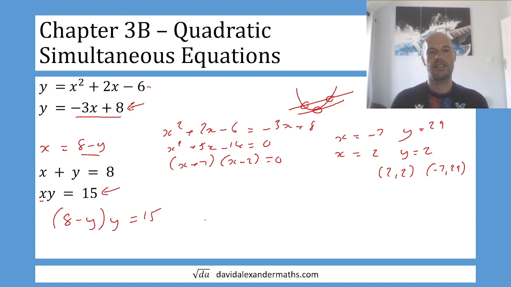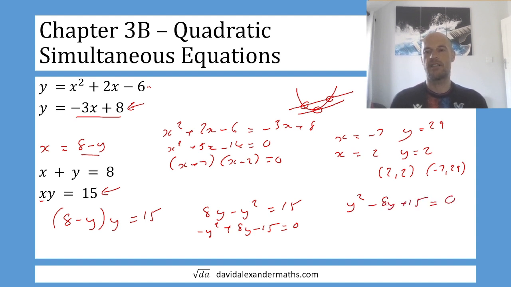So expanding the brackets, that is going to be 8y minus y squared equals 15. So minus y squared plus 8y minus 15 equals 0. We don't really want a minus y squared, so let's flip the sign of everything. Basically, we're just multiplying the whole equation by negative 1. So positive y squared minus 8y plus 15 equals 0. So factors of 15, 5 and 3, that gives me 8, but it's y minus 5, y minus 3 equals 0. So our solutions for y are 5 and 3.